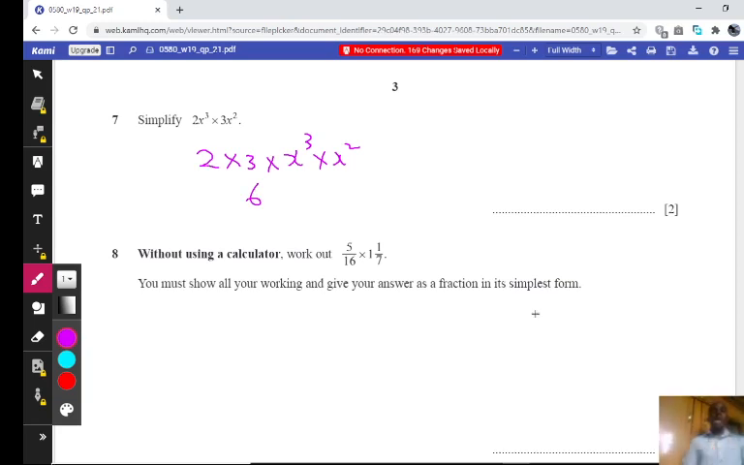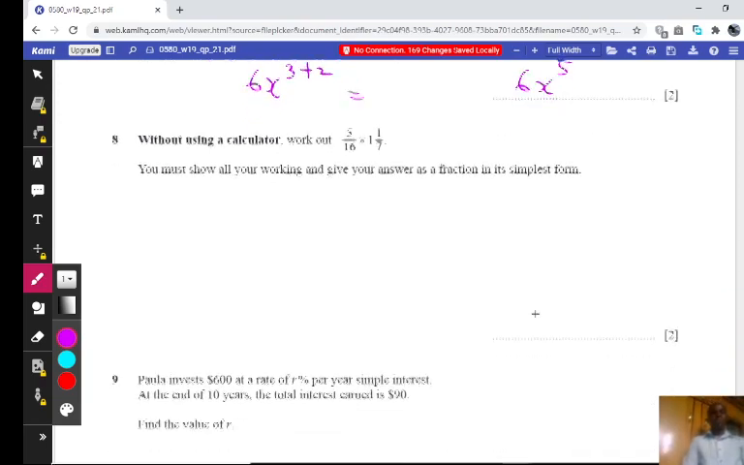What do you do? You apply laws of indices. You are multiplying indices of the same base, so you maintain the base and add the powers. So maintain the base x and add the powers 3 plus 2. Your final answer will be 6x to the power 3 plus 2, which is 5.